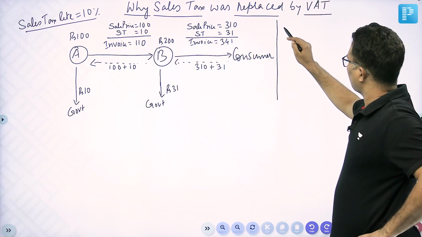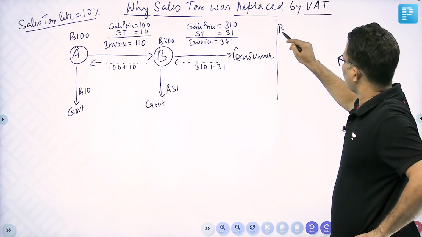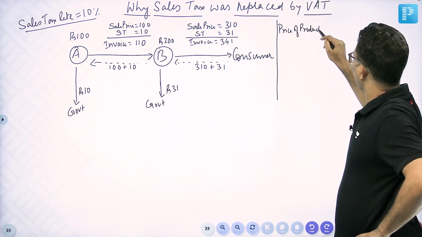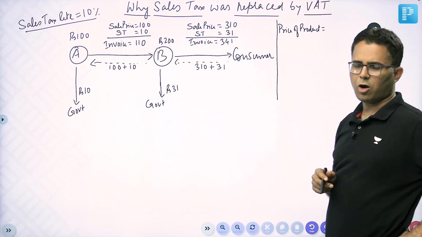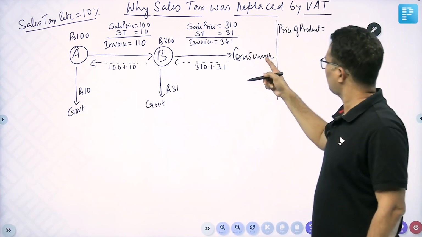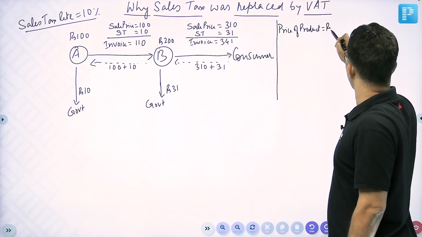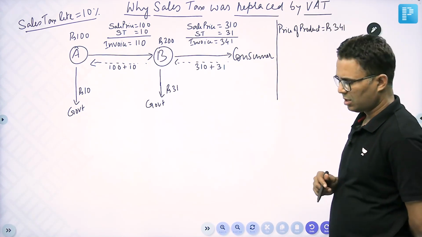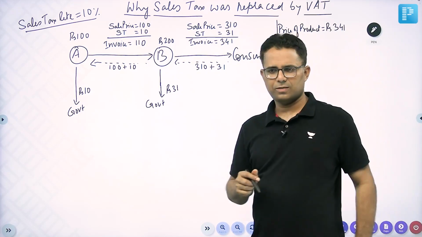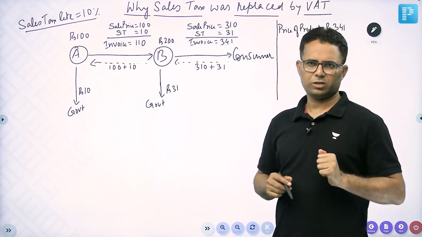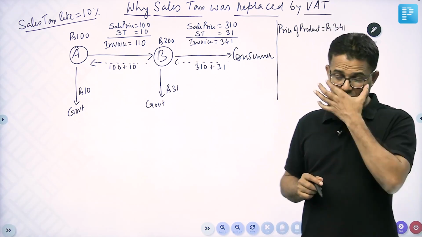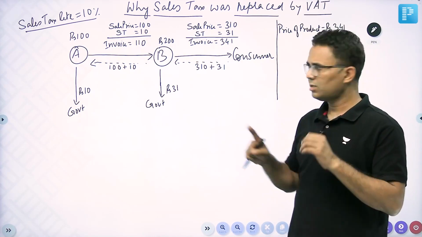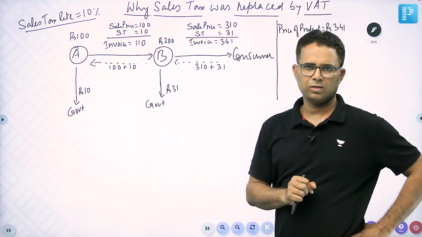Now what is happening here, if you check, is the price of the product. How much price is the consumer paying? 341 rupees, right? Now when the consumer is paying 341, what is the value of the product excluding tax basically? So the value of the product is 100 plus 200.